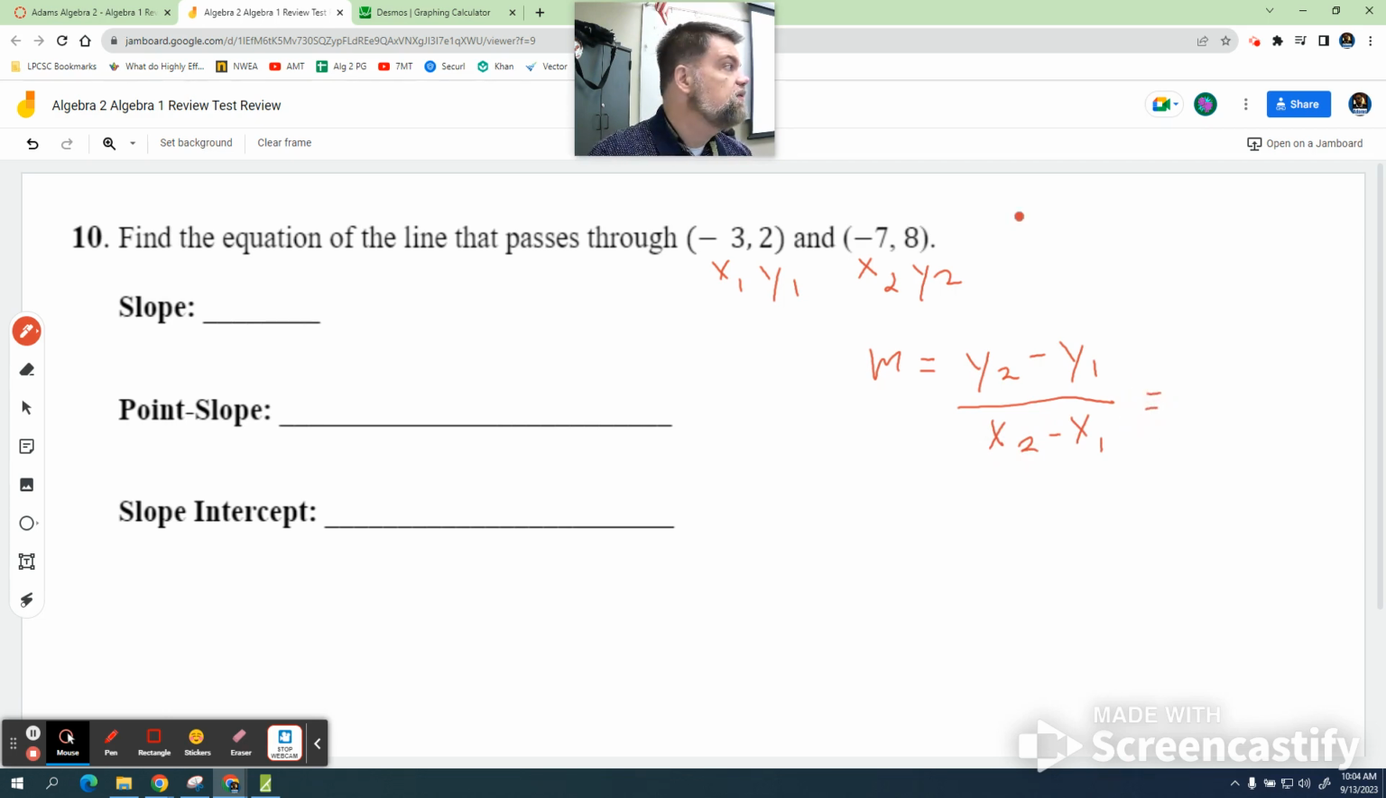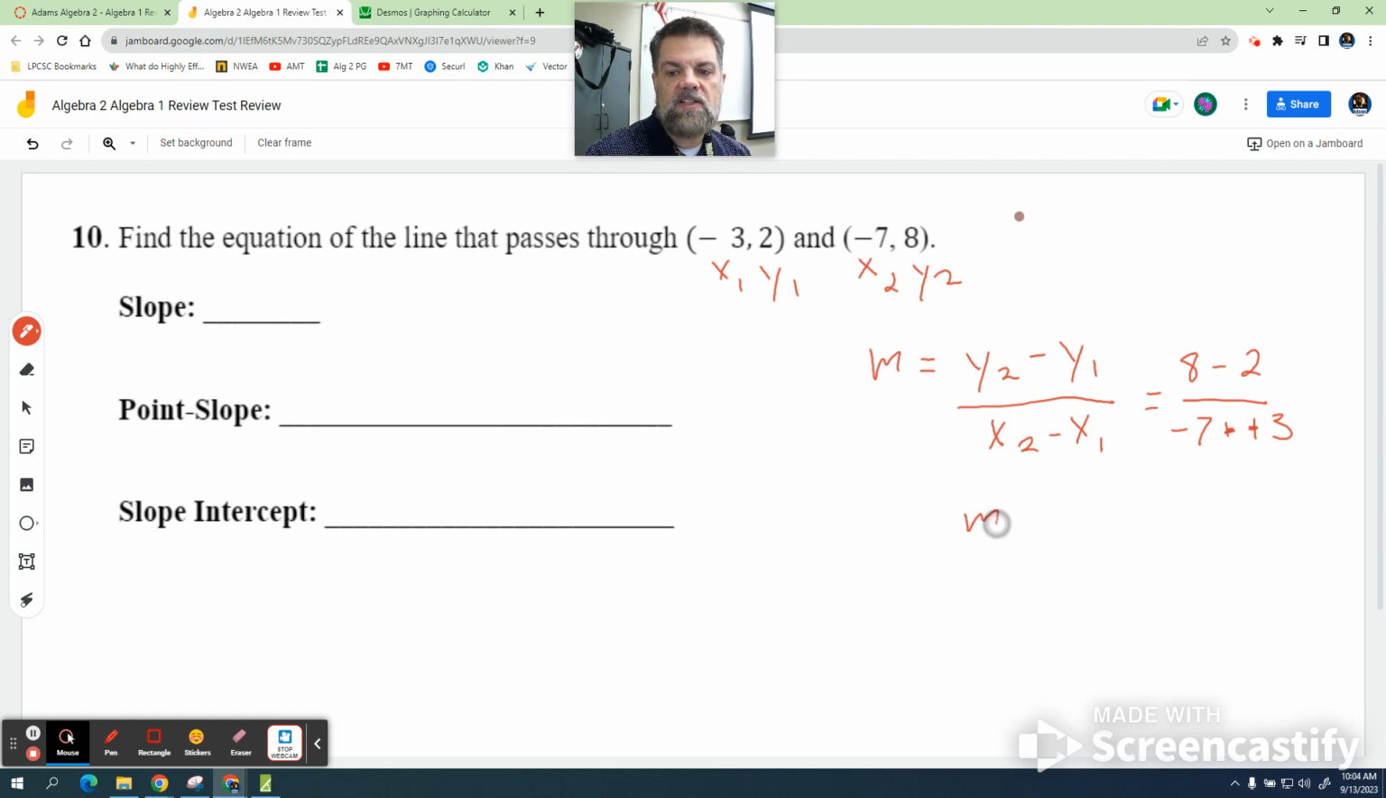What's y sub 2? 8. What is y sub 1? 2. So I'm going to subtract 2. Now on the bottom, what's x sub 2? Negative 7. Then I subtract. What's x sub 1? Negative 3. So remember, I got some minus the minus thing going on down here. When you minus a minus, it becomes a plus.